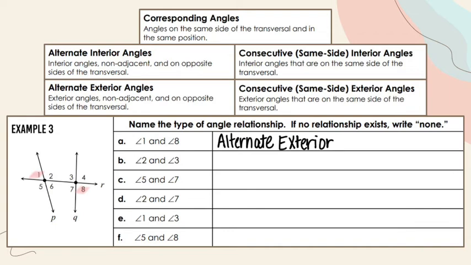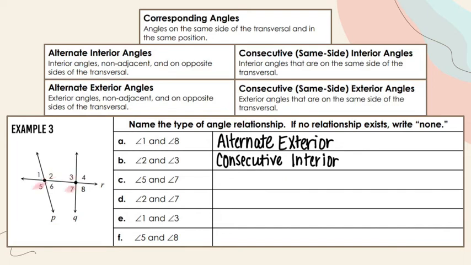All right, part B says angles 2 and 3. These are not corresponding. We're always going to check that first. And since they're not corresponding, we choose, are they alternate or consecutive? These are consecutive because they are on the same side of the transversal. And then they are interior because they are inside the other two lines.